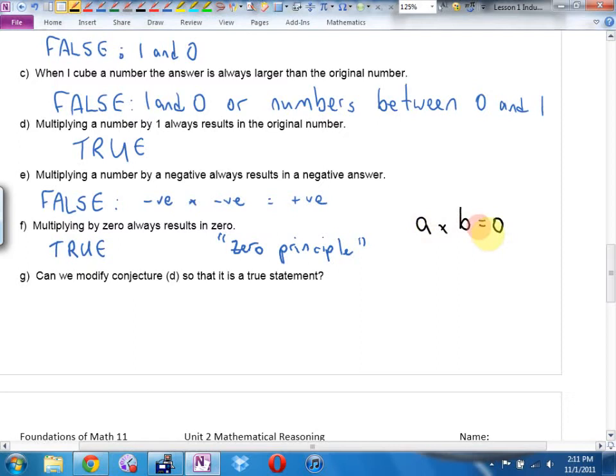G says, can we modify conjecture D so that's a true statement? It already is. Go like this.